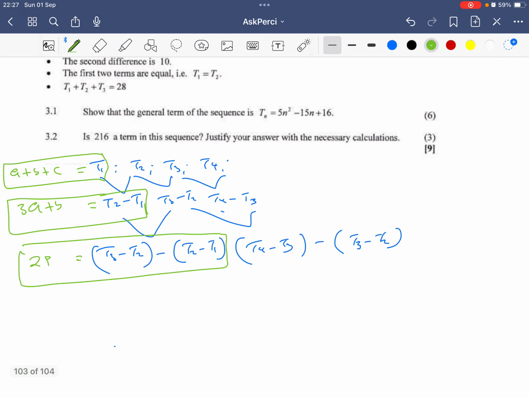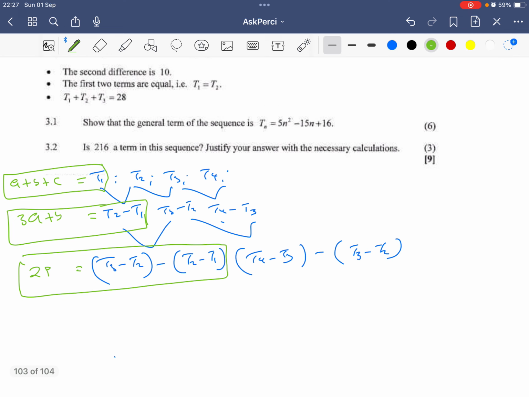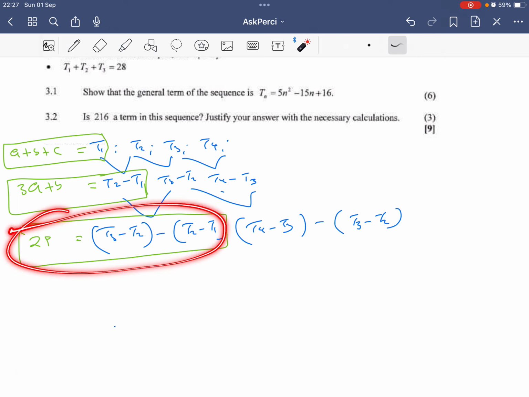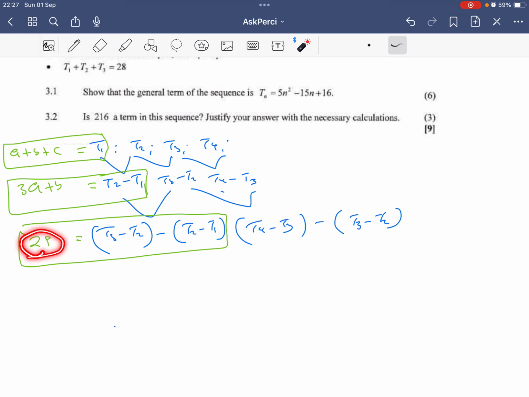Right, let's go back to the question. They told us the second difference is equal to 10. So the second difference, again, is this thing here, and it is equal to 10. That means 2A is equal to 10. Then we can find A. Divide by 2. Therefore, A is equal to 5. Boom. We're on the right track.